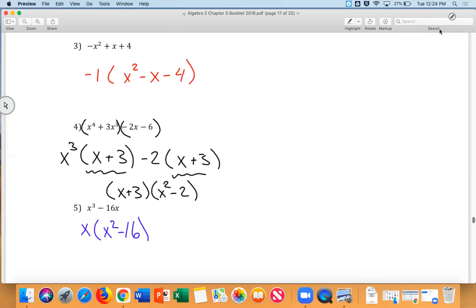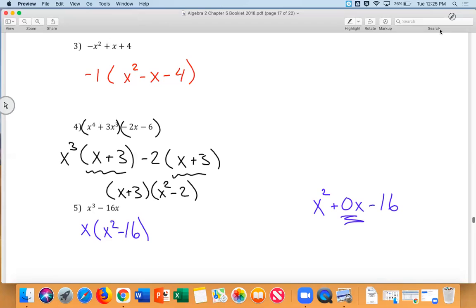5-5 is all about factoring quadratics. This x squared minus 16 is a quadratic, okay? What's missing in this? We have an x squared and we have a constant, but we're missing that linear term. Do you guys see how we're missing this term right here? Do you see that?